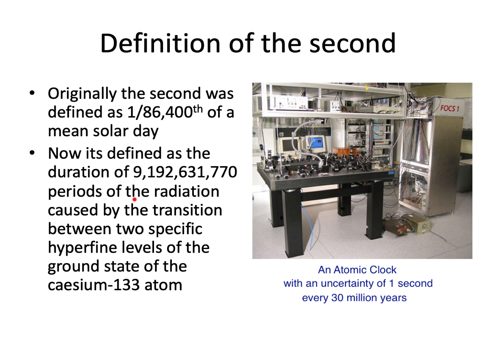9,192,631,770 periods of the radiation caused by the transition between two specific hyperfine levels of the ground state of the cesium-133 atom. Wow, that's a mouthful, isn't it? Basically, all that means is that this particular kind of atom, cesium-133, can emit light of a particular frequency.